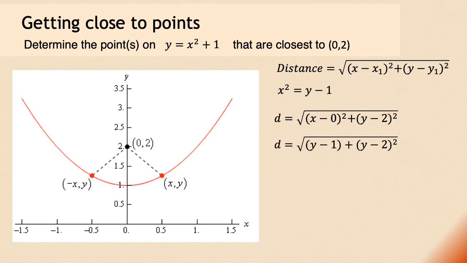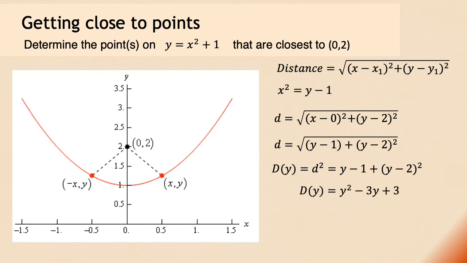and then substituting y minus 1 for the x squared, we end up with a distance formula that just has one variable in it, which happens to be y. I know that's weird because we're always used to working with x, but in this case it just worked out easier to create an equation that only had y in it. If we take our distance formula and we square both sides of that equation, we get d squared is equal to (y minus 1) plus (y minus 2) squared. And that's basically the formula that we want to look at.